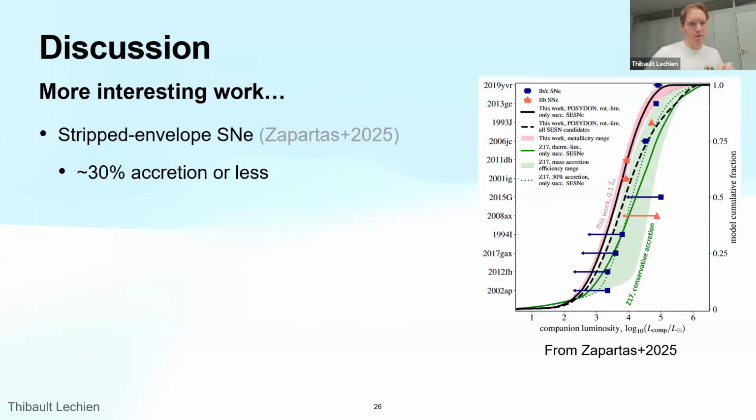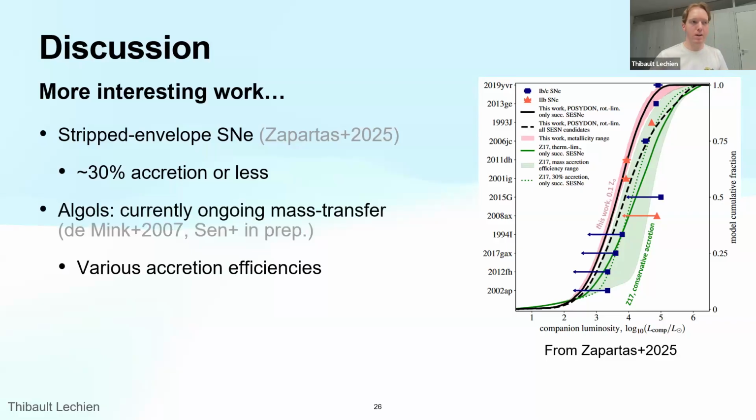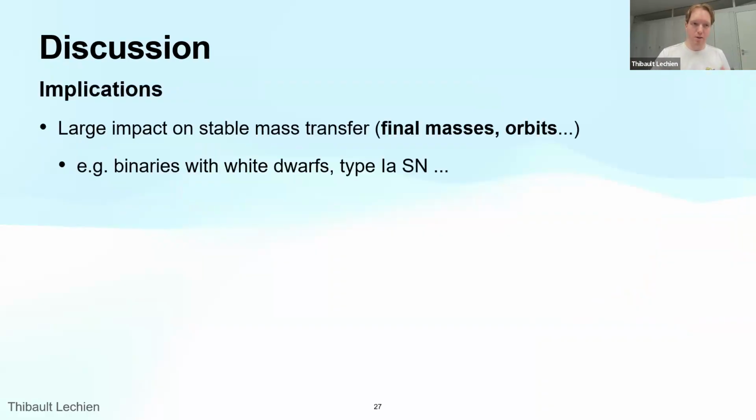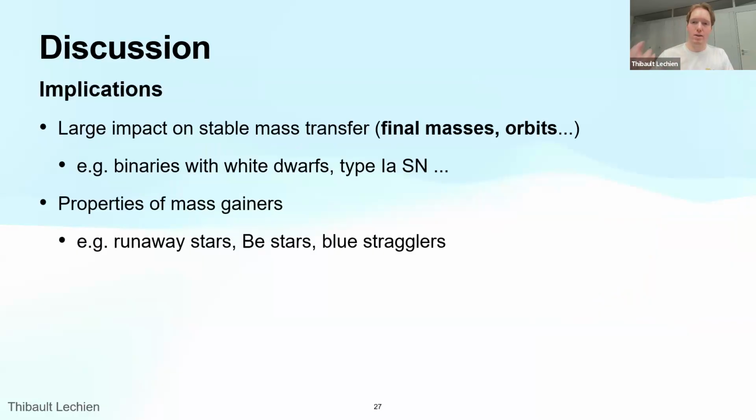And so there's some other interesting work also looking at stripped envelope supernovae, looking at the luminosity of the companions and trying to infer accretion limits using this, and also Algols. But since the mass transfer is still currently ongoing, it's a bit more difficult to get strong constraints on this. And so then we can talk about the implications from this result. Because it affects the stable mass transfer channel, it has a huge impact on the final masses and orbits of any system that goes through the stable mass transfer.